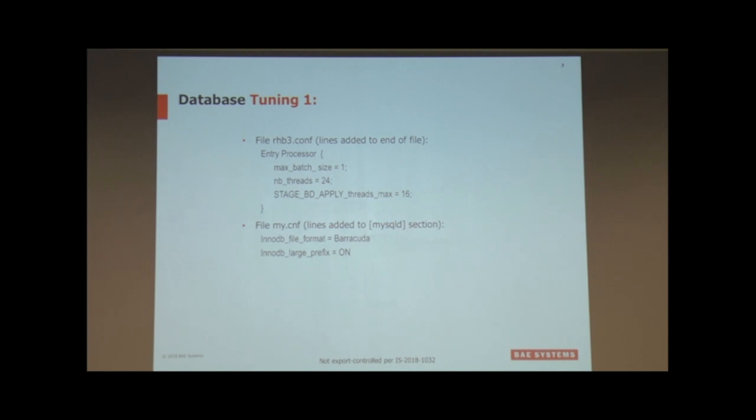Your mileage may vary. It's kind of memory, CPU dependent. It depends on your resources. Those numbers worked for us, but the pipeline_tuning can help you identify whatever would work for your system. And the other thing we did was we edited the etc my.cnf file in the mysqld section, and we used the InnoDB file format for Barracuda and the InnoDB large prefix on.